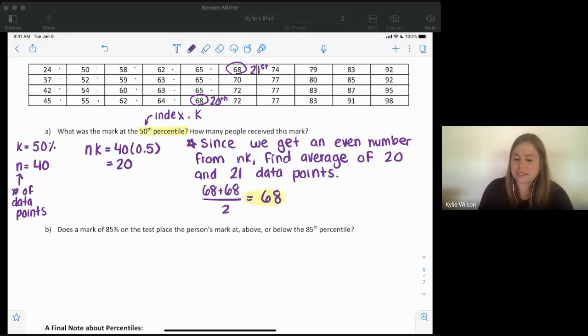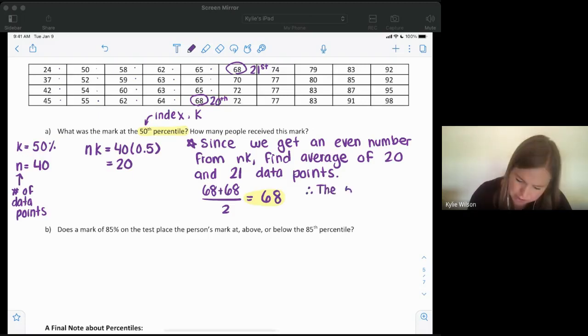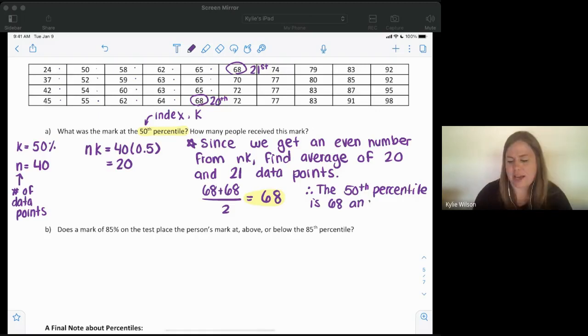So what does this mean? What it means is that therefore the 50th percentile is 68. And then we look to see how many students have that mark, because that's what we were asked for in the question. And I look and 2 students had that mark.